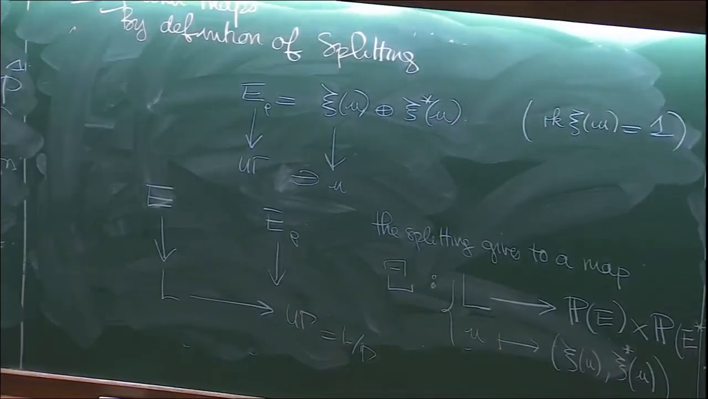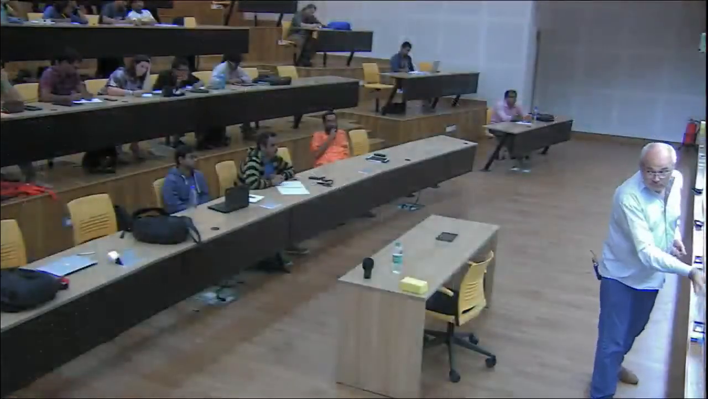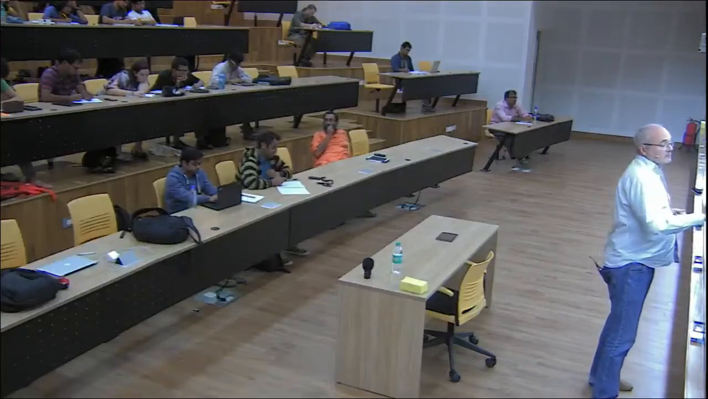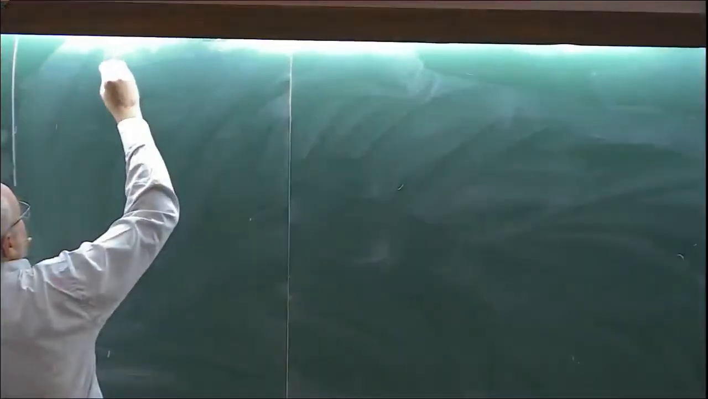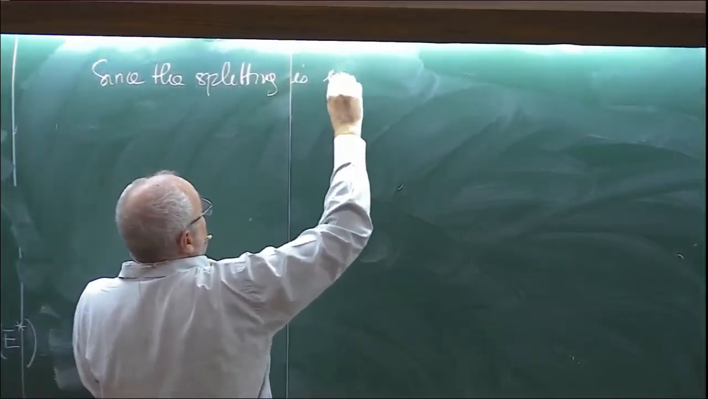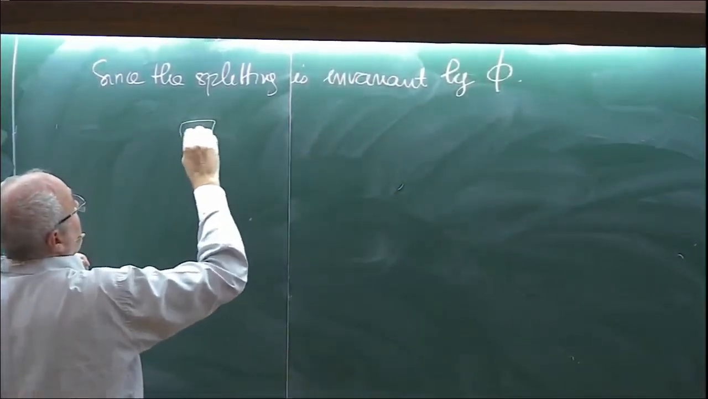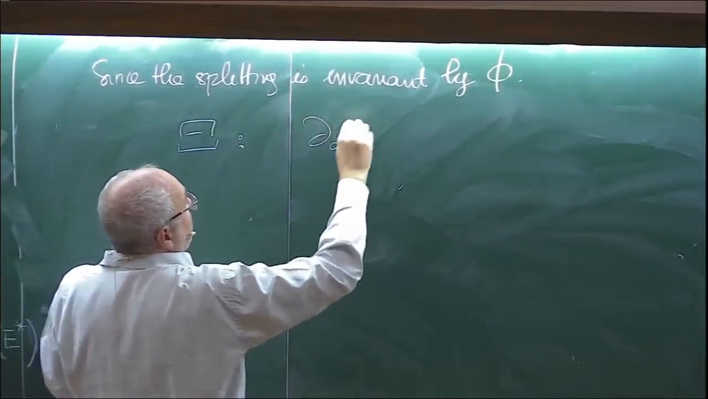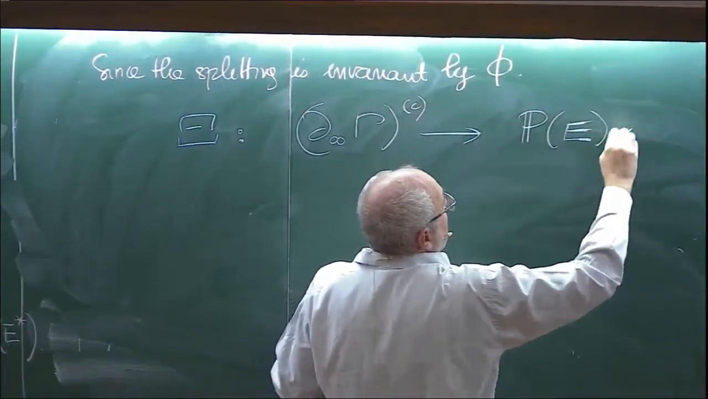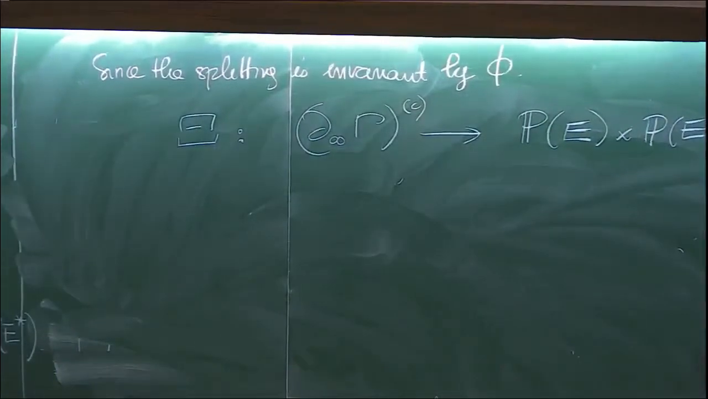So now, because we know that the splitting is invariant by phi, it follows that, of course, the splitting boils down to a map from the boundary at infinity of gamma square to P of E cross P of E star. I'm sorry, I identify the space of hyperplanes with the projective space of the dual.